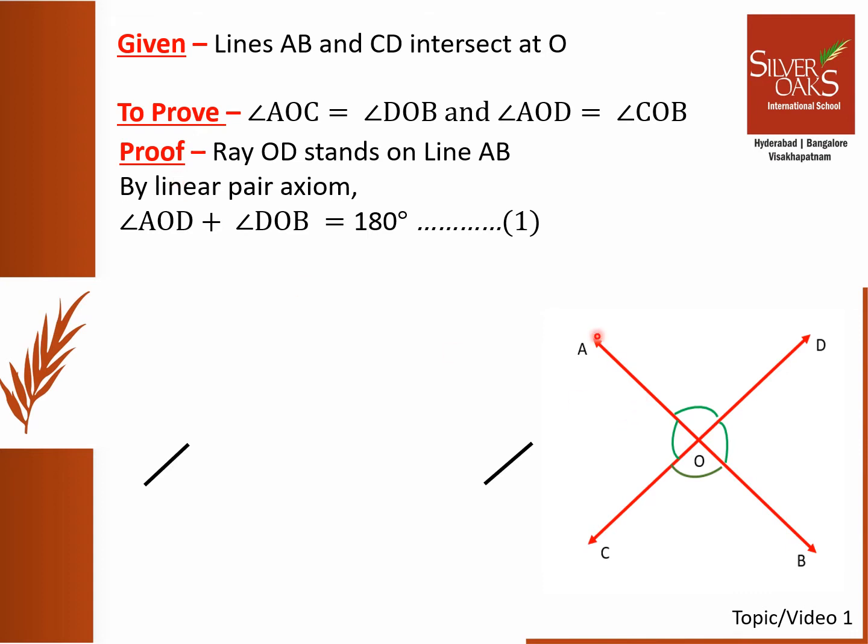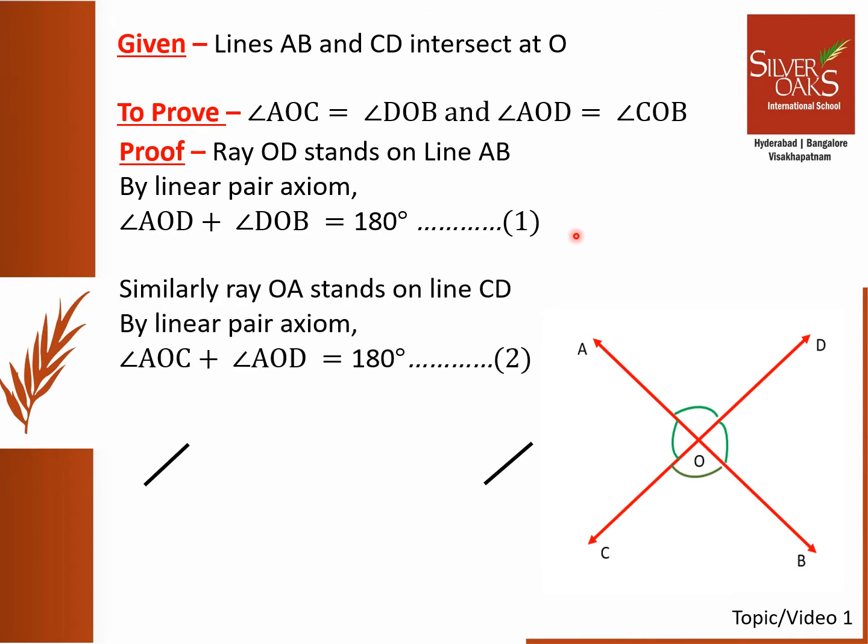Proof. On the line AB, a ray OD stands. So you will write ray OD stands on line AB. You will apply the linear pair axiom. Angle AOD plus angle DOB is equal to 180 degrees. Put this as equation 1.